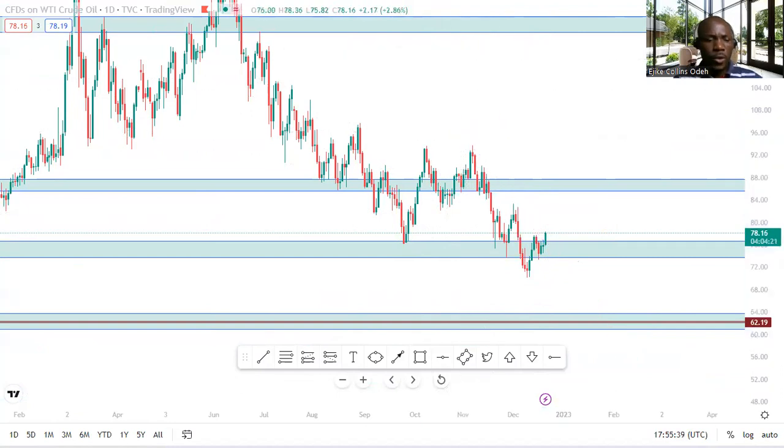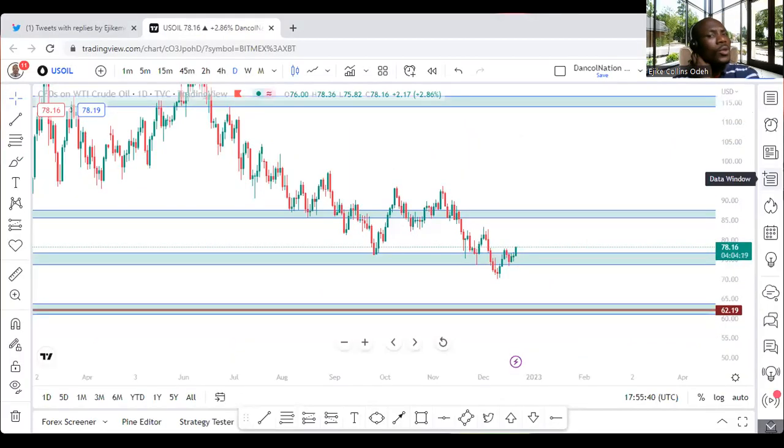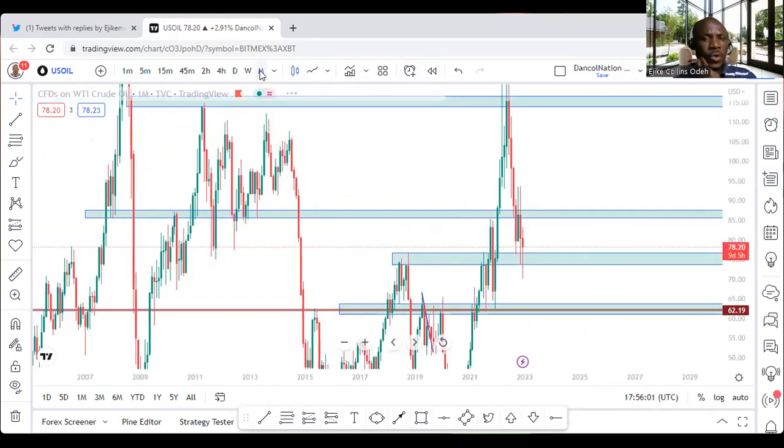Very good. So now you know how I like to analyze the market: I start from the higher time frame and begin to go lower until I arrive at the lowest possible time frame where I will do my trade execution. So let's go to monthly.